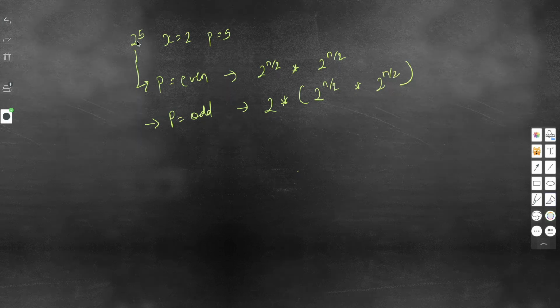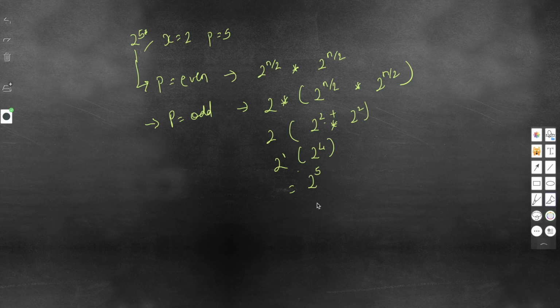Let's check this. I want to calculate 2 to the power 5. 5 is odd. 5 divided by 2 is going to be 2. So 2 to the power 2 into 2 to the power 2 gives 2 to the power 4, because in maths the powers get added if the base is the same. And at last, because of the extra power of 1, it's 2 to the power 5. This is how we are going to code it.